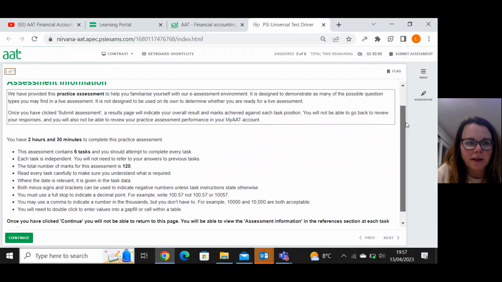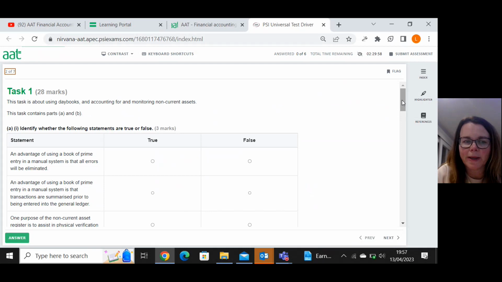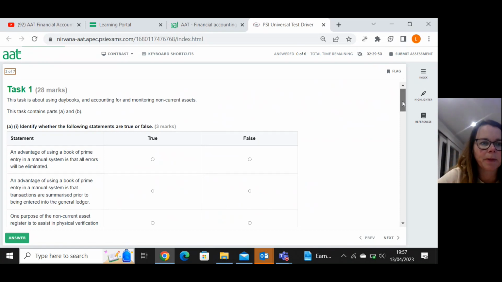So 6 tasks altogether, 2.5 hours. Marked out of 120. So task 1, first of all, 28 marks. This task is about using day books and accounting for and monitoring non-current assets.